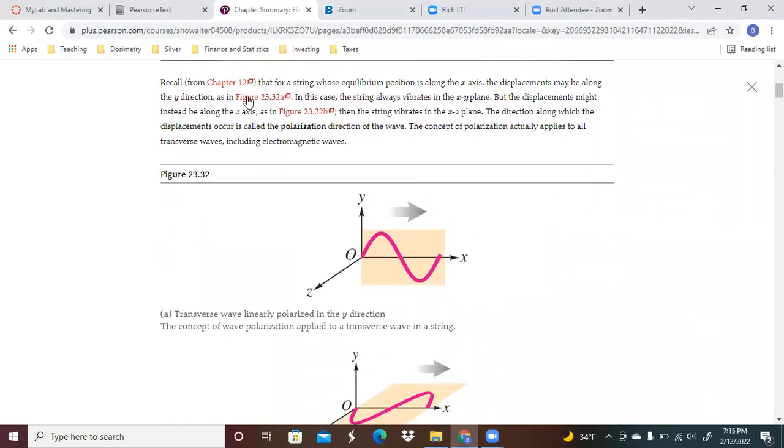So we've got a string from chapter 12 whose equilibrium position is along the x-axis, displacements along the y-axis. In this case, the string always vibrates in the xy plane, but the displacements might instead be along the z-axis. In other words, you can oscillate however you want on these axes. The direction along which the displacements occur is going to be called the polarization direction of the wave. The concept of polarization actually applies to all transverse waves, including electromagnetic waves.